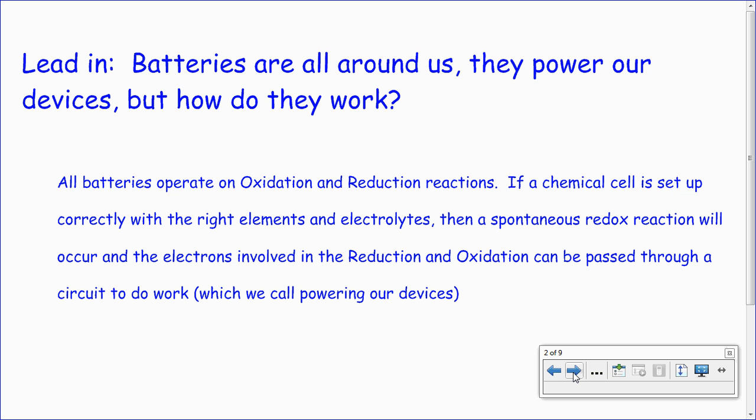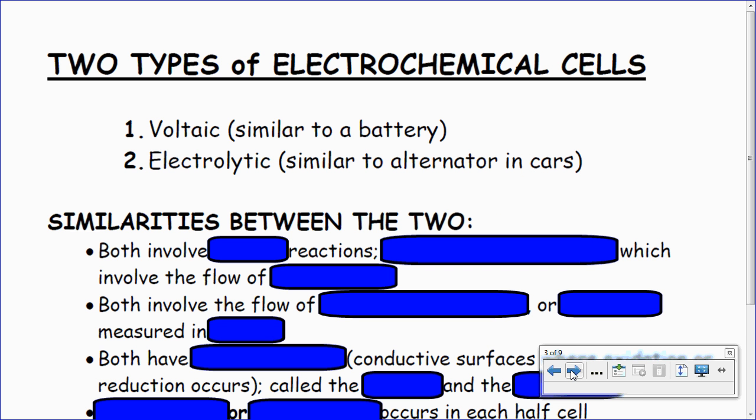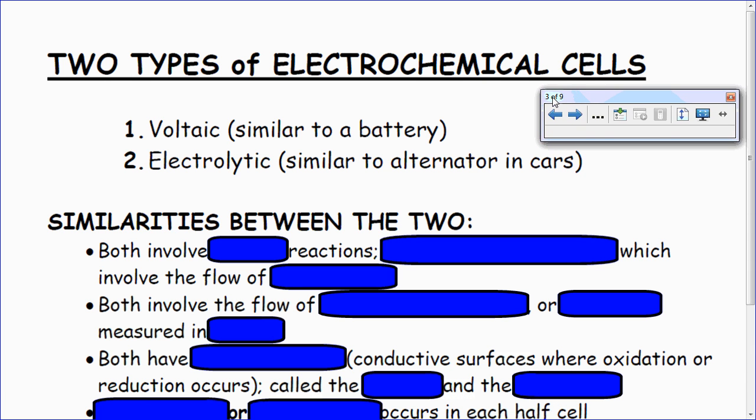Basically, we take the oxidation and reduction half reactions and separate them so that the electrons have to travel through a wire in order to do the redox reaction. And as they travel through the wire, they do stuff like power our devices. So electricity goes from the positive to the negative terminal of the battery, and that's how it kind of works.